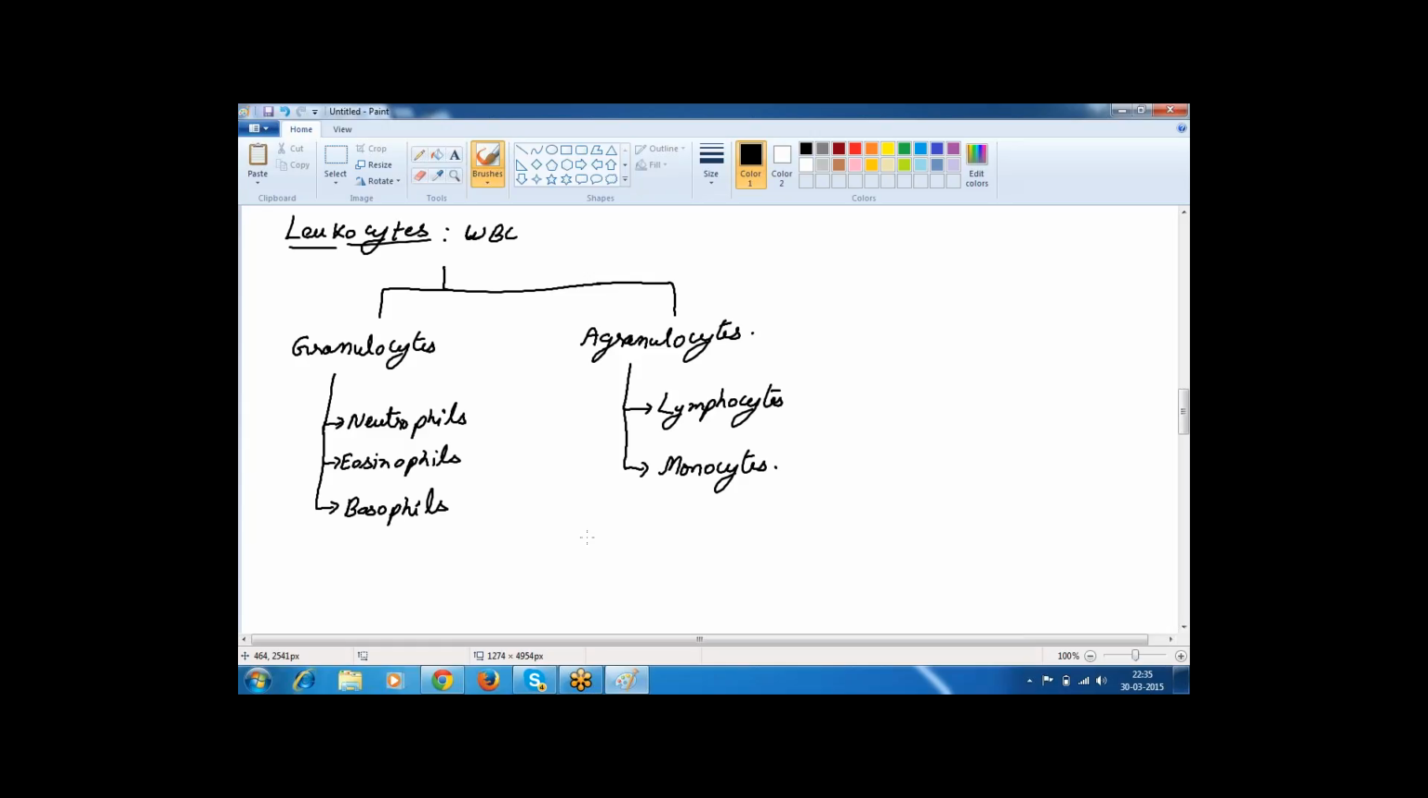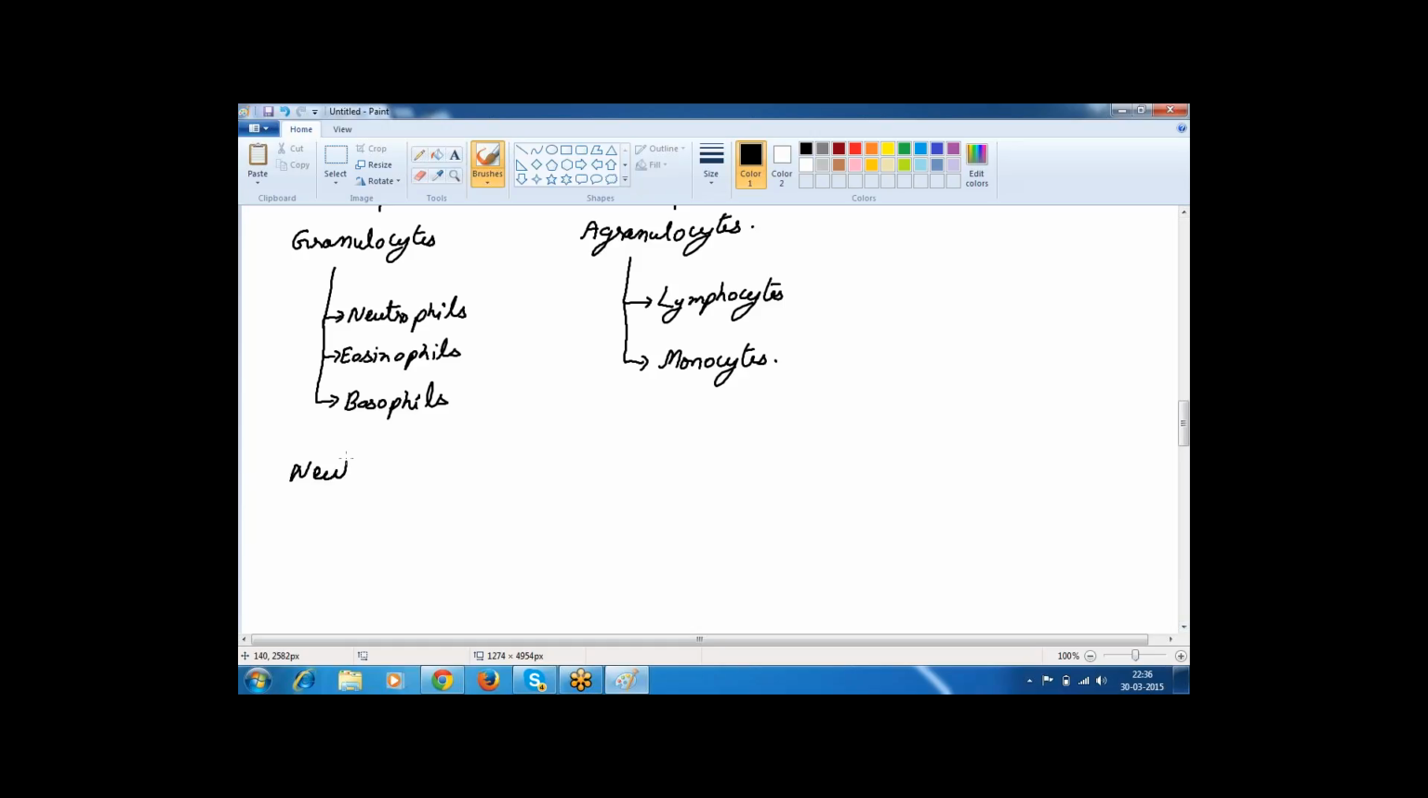Details of these white blood cells you will study after microbiology, when we do immunology or immunity. There we do the details of all these immune cells and how immunity functions, but we'll go over their basic features. Firstly, neutrophils. Neutrophils are also called PMNs, that means polymorphonuclear cells.